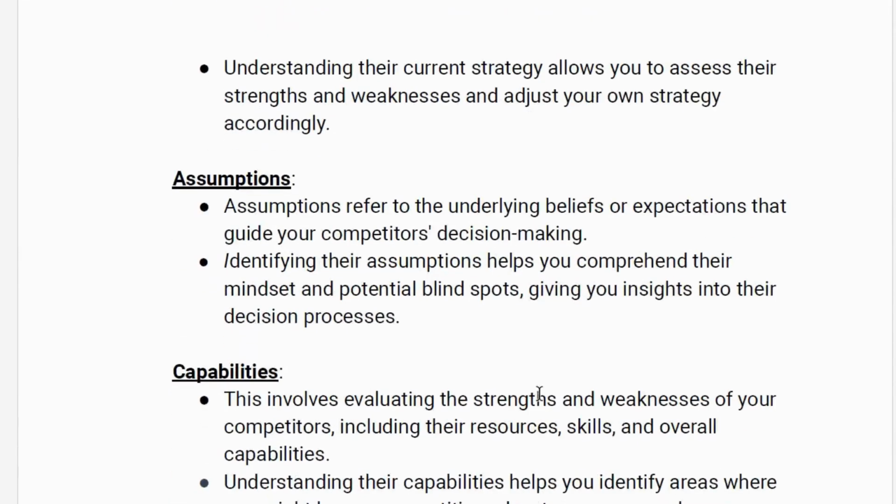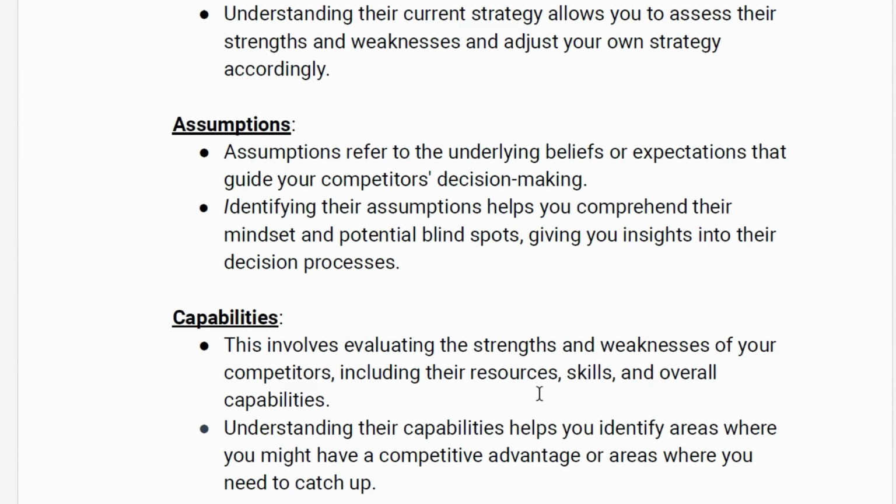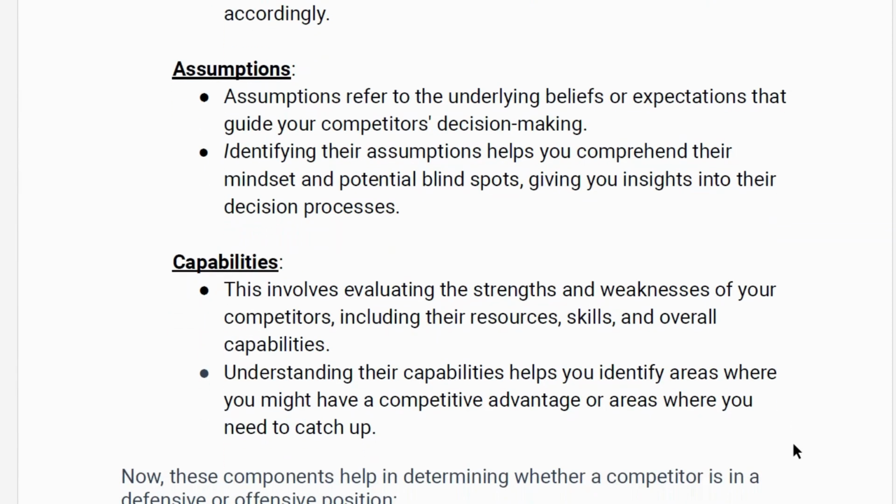Understanding their current strategy helps you to assess their strengths and weaknesses and then to adjust your own strategy accordingly. Then comes the assumptions. Assumptions refer to the underlying beliefs or expectations that guide your competitors' decision making. Then comes the capabilities. It involves evaluating the strengths and weaknesses of your competitors, including their resources, skills and overall capabilities. By understanding the capabilities, you can identify the areas where you might have a competitive advantage or areas where you need to catch up.